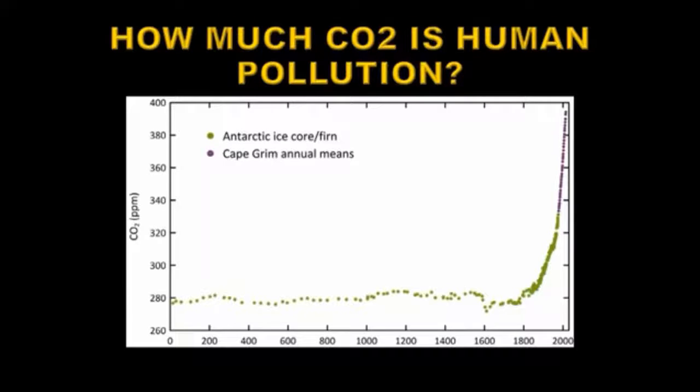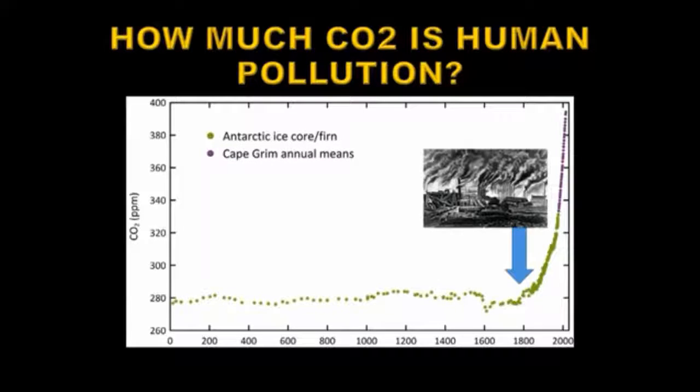If you look back over the last 2,000 years, for most of that time, the carbon dioxide level in the atmosphere was about 280 parts per million. But around about 1800, that started to rise. So what happened in 1800 to cause that? Well, we started the Industrial Revolution and we started burning an awful lot of coal. In about 1900 we started burning oil, and now we're also burning natural gas.